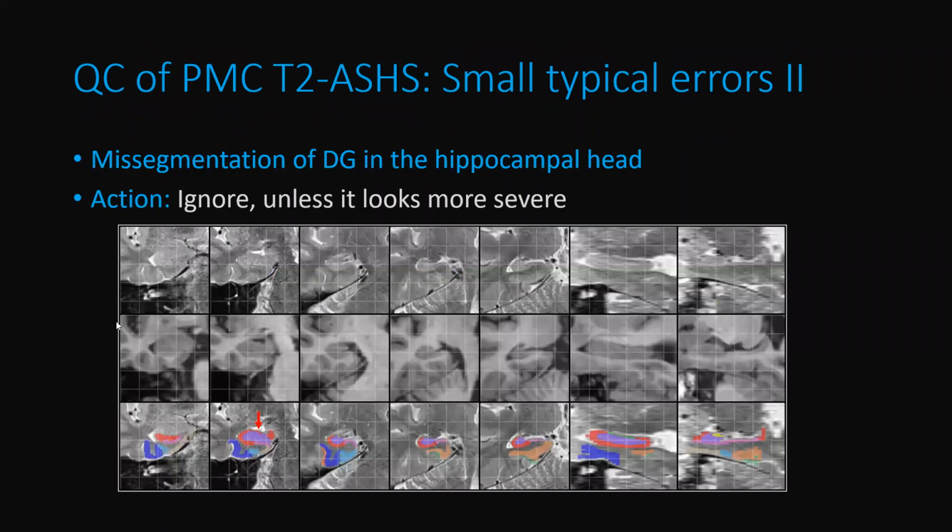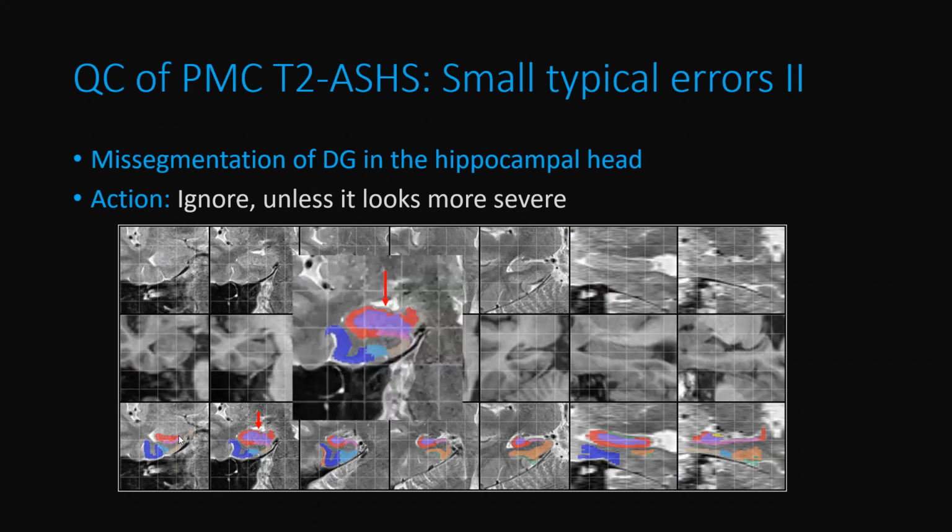So another thing that happens is a bit of missegmentation in the hippocampal head. So I will zoom in here. What I'm looking for here is that it should be continuous, this red label, and it's not. So I want to show you an example of this.